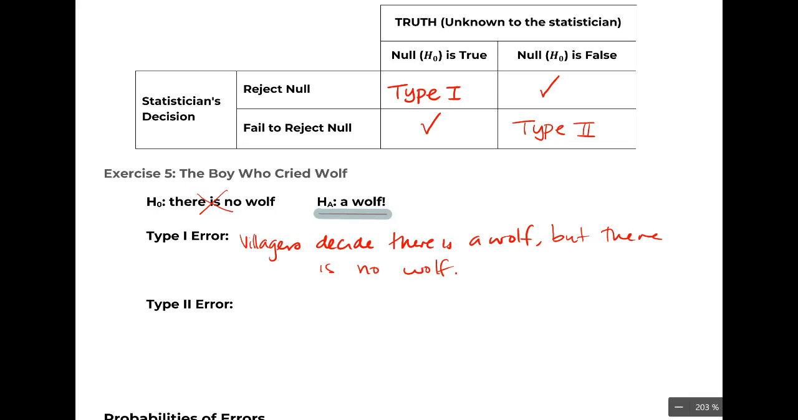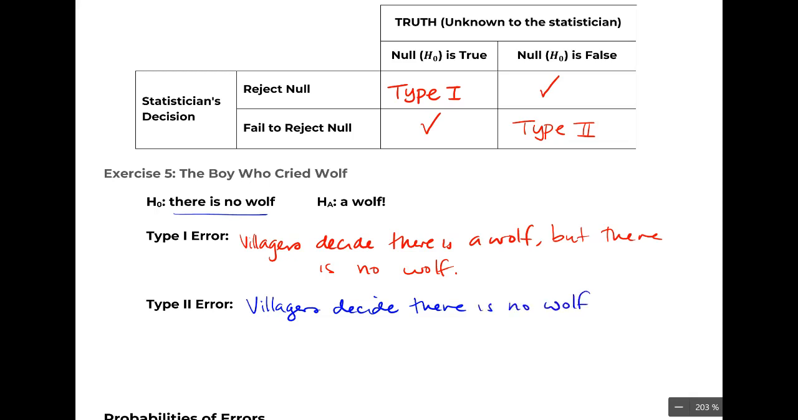A type 2 error, on the other hand, is when you fail to reject the null. So, essentially, there's not enough evidence for them to reject this. So the villagers decide there isn't enough evidence to think there's a wolf. So, they decide there's no wolf.